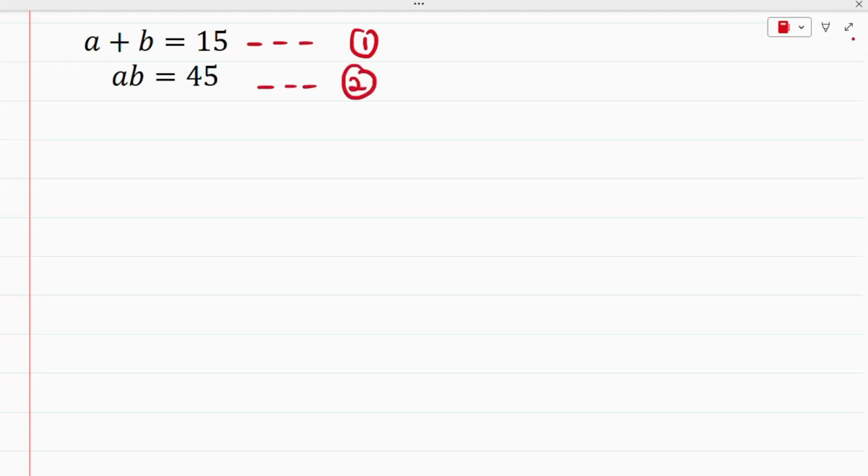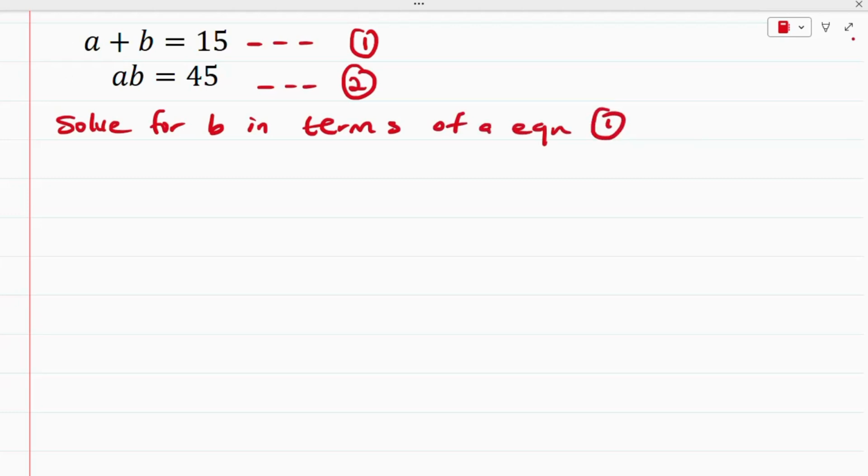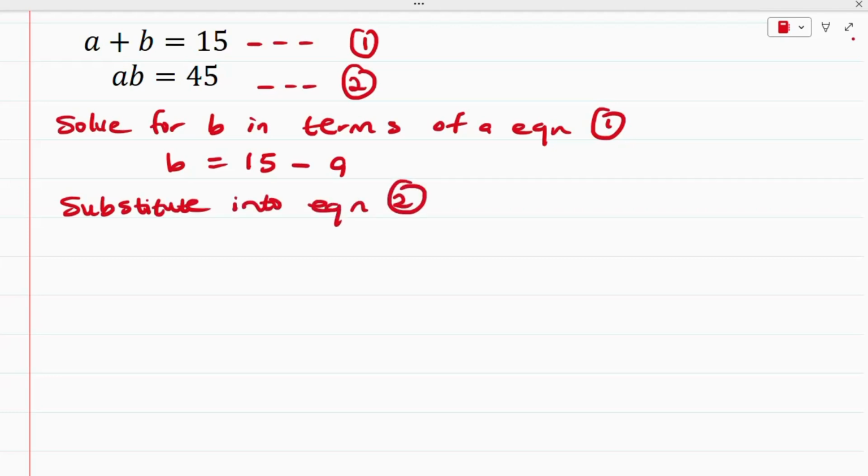So the first thing we want to do from equation 1, we want to simply solve for b in terms of a, and we are going to make use of equation 1. All right, so all we have to do is to simply make b the subject of formula. So b is equals to 15 minus a. So the next thing you want to do is to simply substitute into equation 2. So substituting this into equation 2, we have that equation 2 is giving us ab is equals to 45.